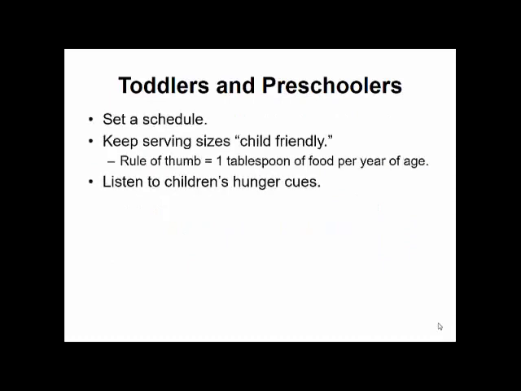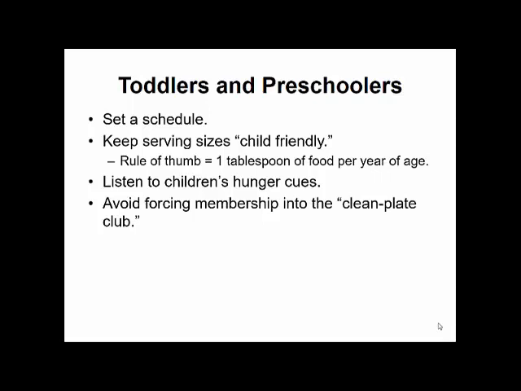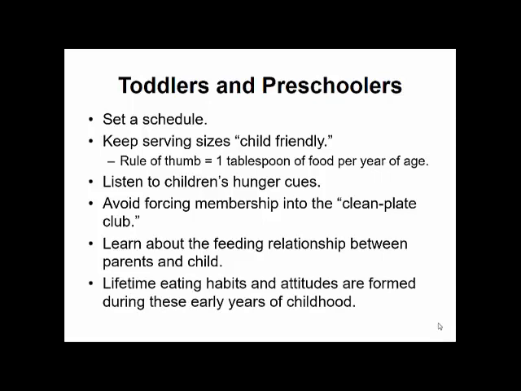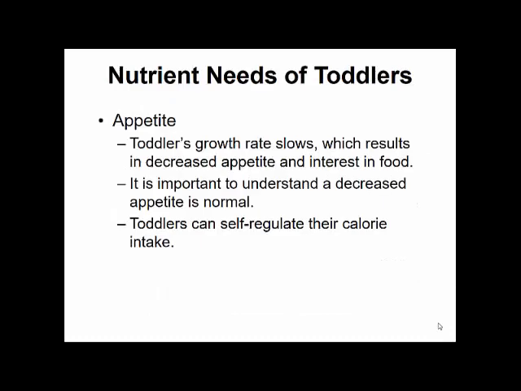Toddlers and preschoolers. Set a schedule and keep serving sizes child friendly. Rule of thumb: 1 tablespoon of food per year of age. Listen to children's hunger cues. Avoid forcing membership into the Clean Plate Club. Learn about the feeding relationship between parents and children. Lifetime eating habits and attitudes are formed during these early years of childhood.